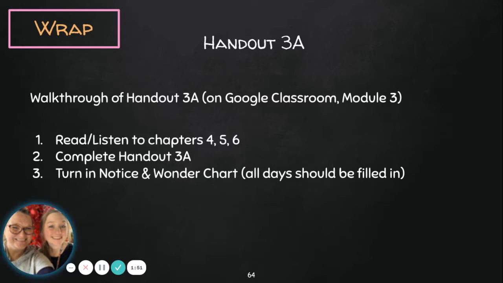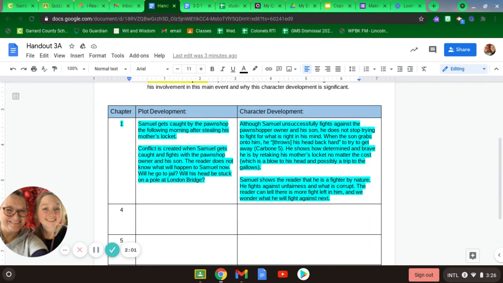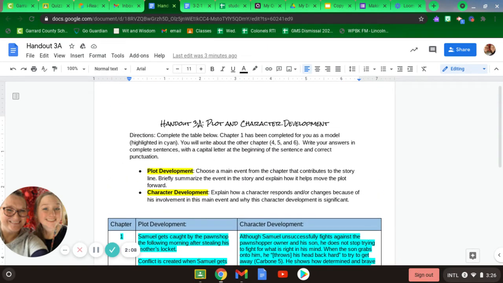So what we're going to do is look at handout 3A. Go ahead and pull that up. I want to explain to you how to do it. Instead of doing a quiz, you will be answering about plot development and character development for each chapter after we read each chapter. So you're going to complete the table below. Chapter 1 has been completed for you as a model. You'll see that it's highlighted in that blue color. You'll write about the other chapters, 4, 5, and 6.